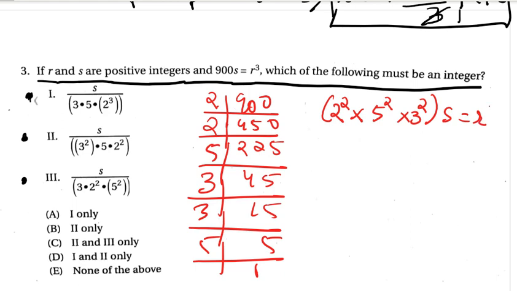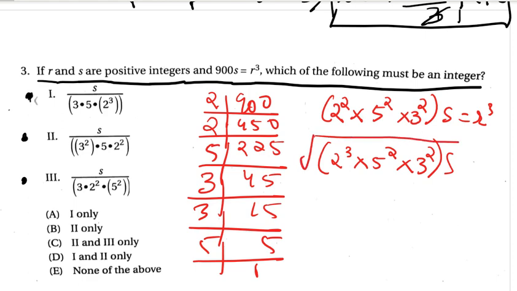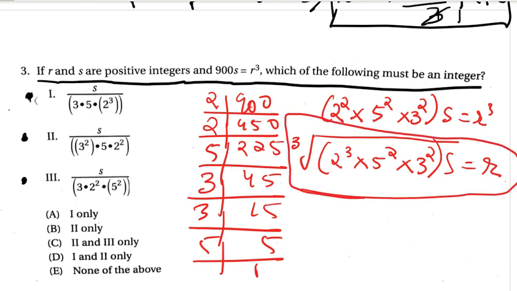900S is equal to R cube. So if I do 2 to the power 3 into 5 to the power 2 into 3 to the power 2 S, then I must have a root cube over here in order to find R. Now can you tell me which one is matching? Is anything like this there in the options? No, no, and no. So your answer will be none of the above.